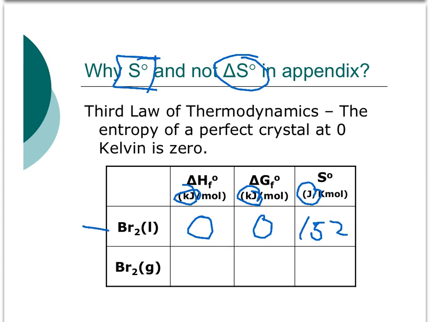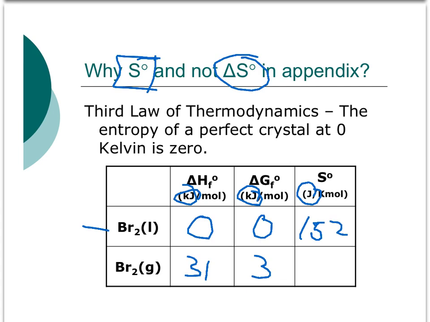So to turn it into a gas, what would you have to do to turn a liquid into a gas? You would have to heat it up. So the enthalpy of formation is, unsurprisingly, more positive than the heat of formation of bromine liquid. So 31 kilojoules per mole. Likewise, you have to put in some work to get bromine gas, so it has a positive free energy of formation.